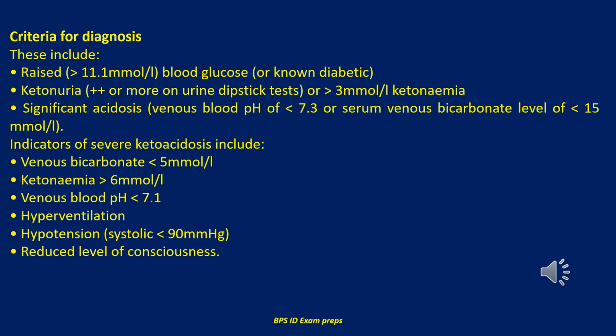3. Significant acidosis, venous blood pH of less than 7.3 or serum venous bicarbonate level of below 15 mmol per liter. Indicators of severe ketoacidosis include 1. Venous bicarbonate below 5 mmol per liter. 2. Ketonemia above 6 mmol per liter. 3. Venous blood pH below 7.1. 4. Hyperventilation. 5. Hypotension, systolic below 90 mm of mercury. And 6. Reduced level of consciousness.